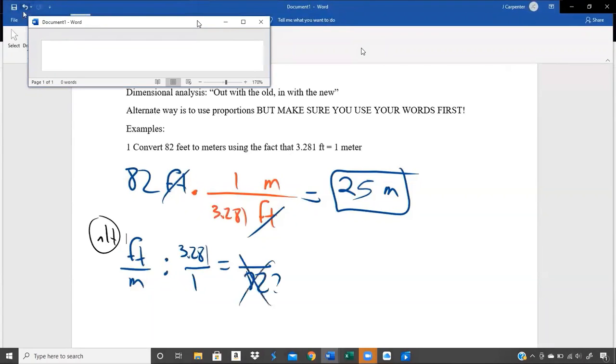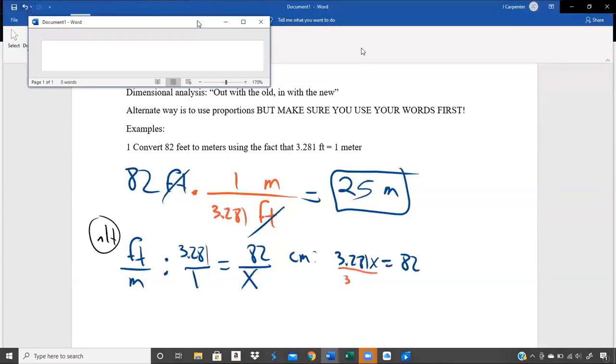Nope, because that's in the meter spot. Pay attention. It has to go in the top because it's a feet. We don't know the meters for that conversion, so there's our x, cross multiply. And we get 3.281x is equal to 82. Then you'll have to divide.